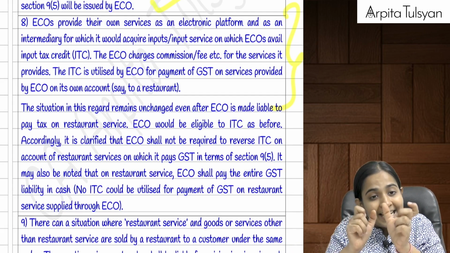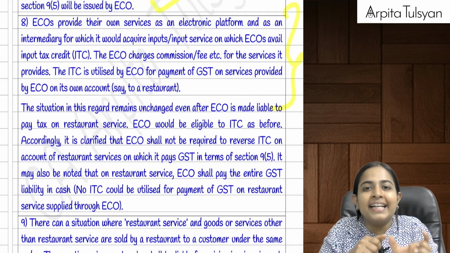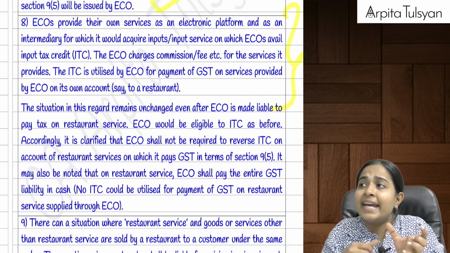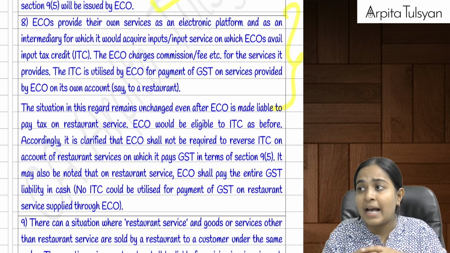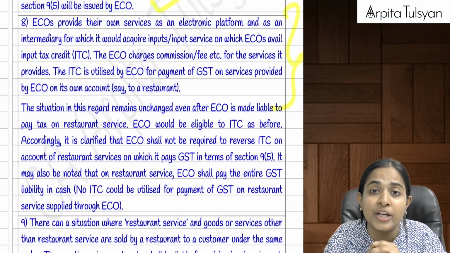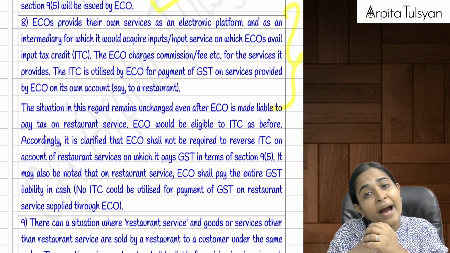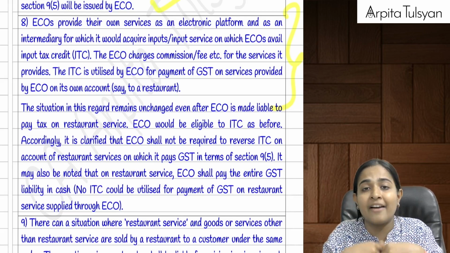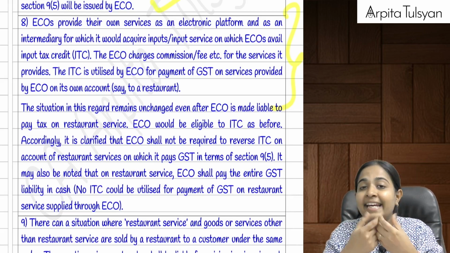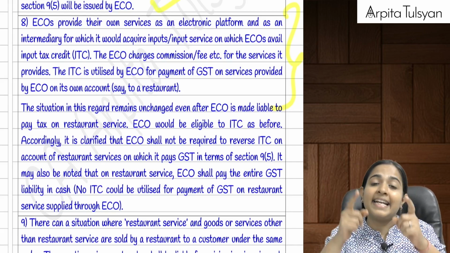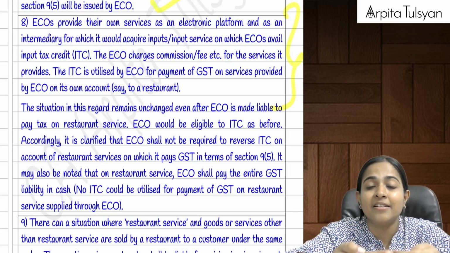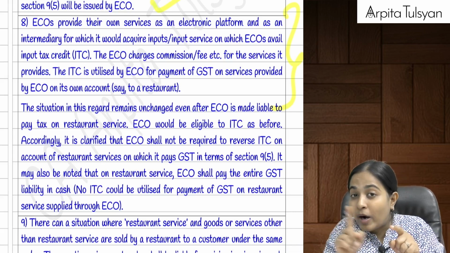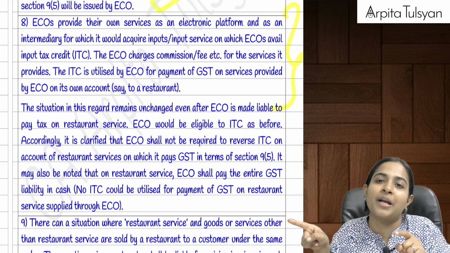For that GST payable, can it utilize the input tax credit? It can. Will Zomato be incurring some expenses also? For example, it will have to set up its technology, etc., for which it will be availing some IT services, on which it will be having some input tax credit. Can it take that input tax credit? Yes, it can avail that input tax credit. It can use it against the GST liability, but not against the GST liability of section 9(5).